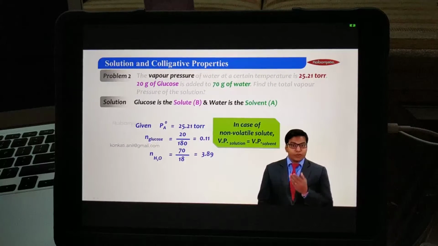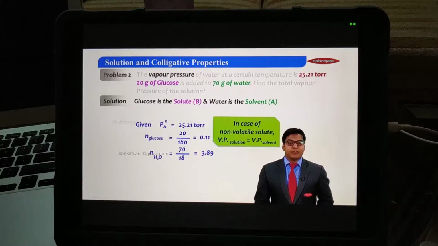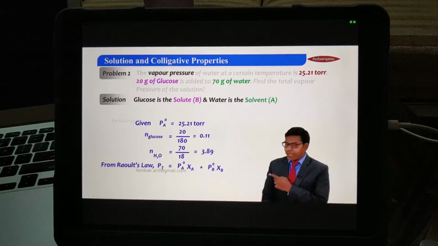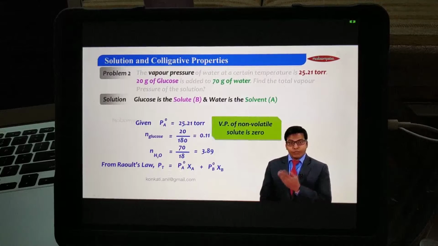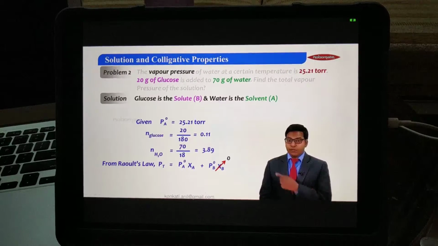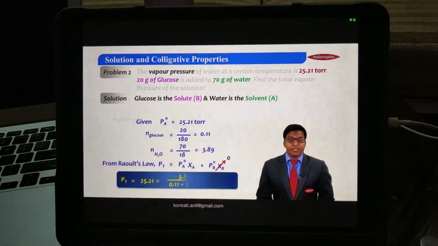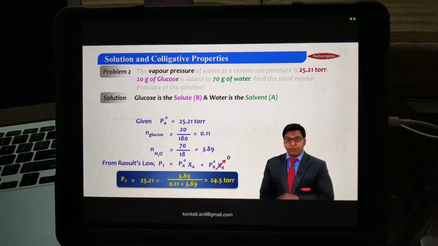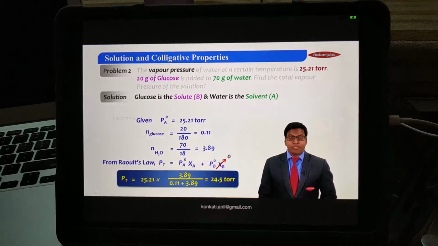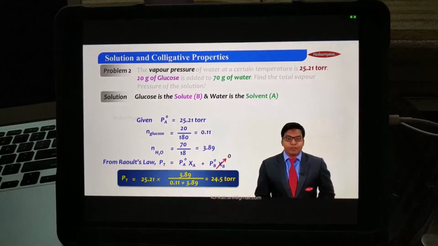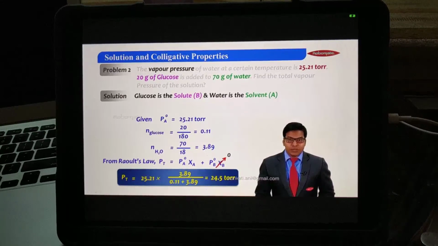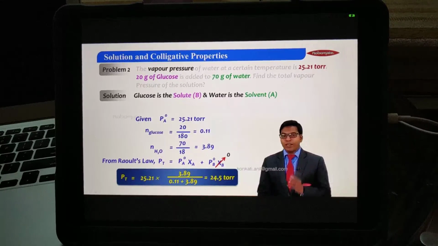Now, in the case of a non-volatile solute, only the solvent contributes to the vapor pressure of the solution. Using Raoult's law, we can write P total is equal to P0A XA plus P0B XB, where the vapor pressure of the non-volatile solute is 0. So I can say that P0B is 0, and the equation turns out to be PT is P0A into XA. Therefore PT will be equal to 25.21 into 3.89 by (0.11 plus 3.89). That turns out to be 24.5. So this much pressure has been lowered on adding this solute. This is how we need to do problems related to relative lowering of vapor pressure.